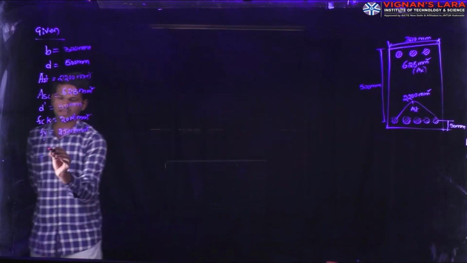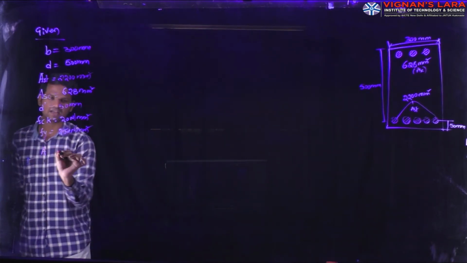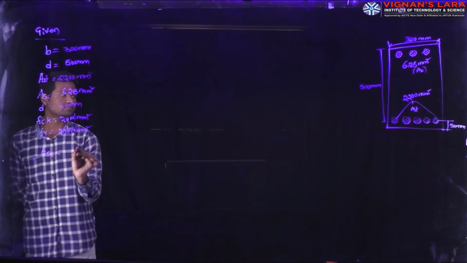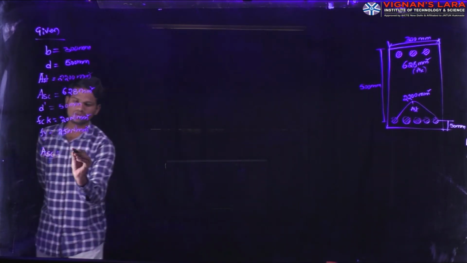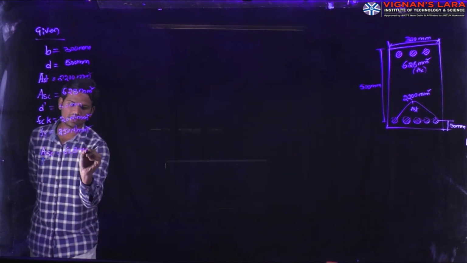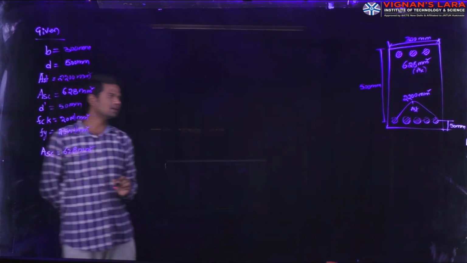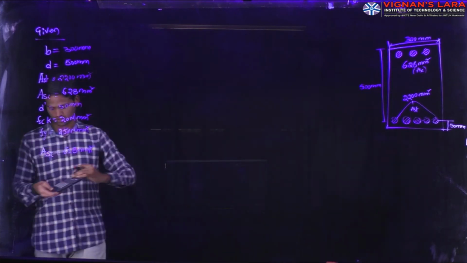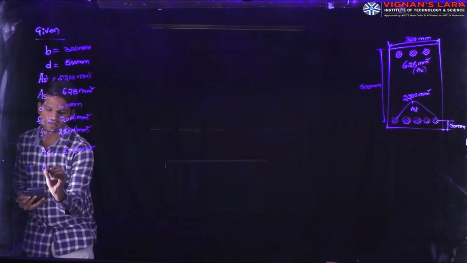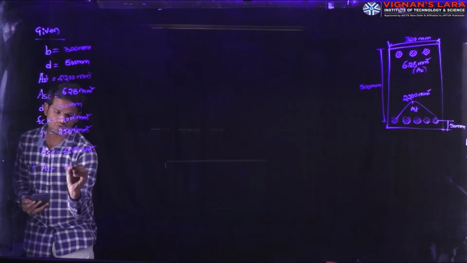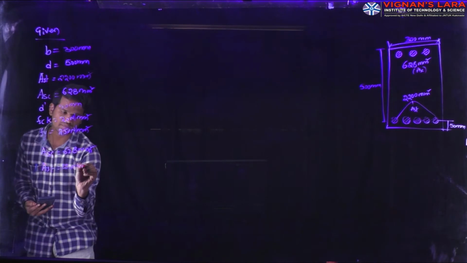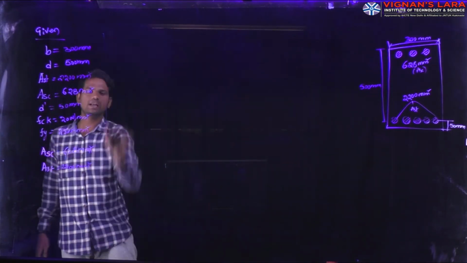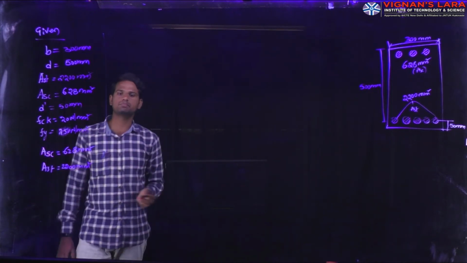Again, I am writing here the area of the steel given in the compression face, ASC equal to 628 mm square, as well as the area of steel given in the tension face, AST equal to 2200 mm square. These are the steps given in the problem. First, we have to calculate the limiting depth of the neutral axis.